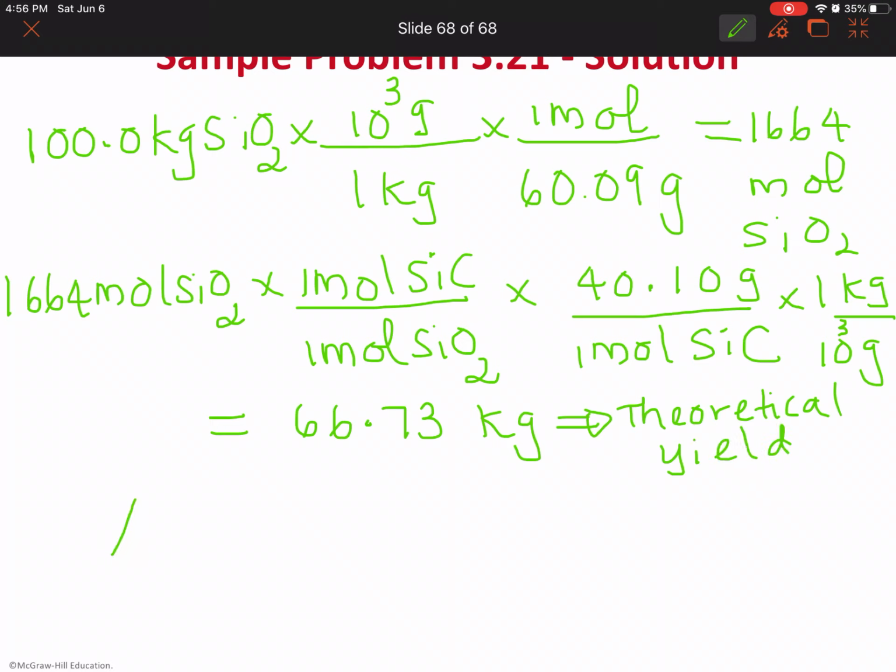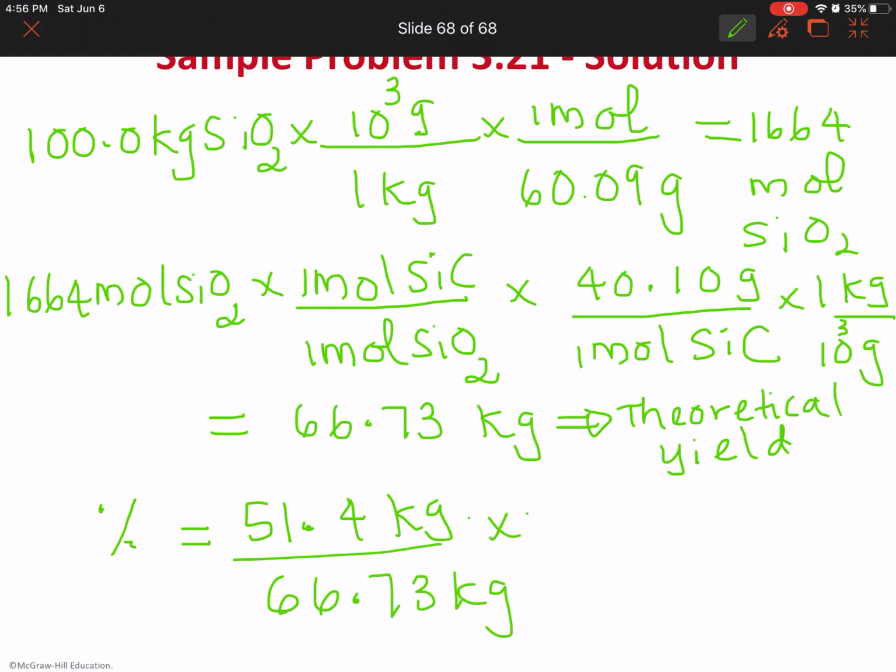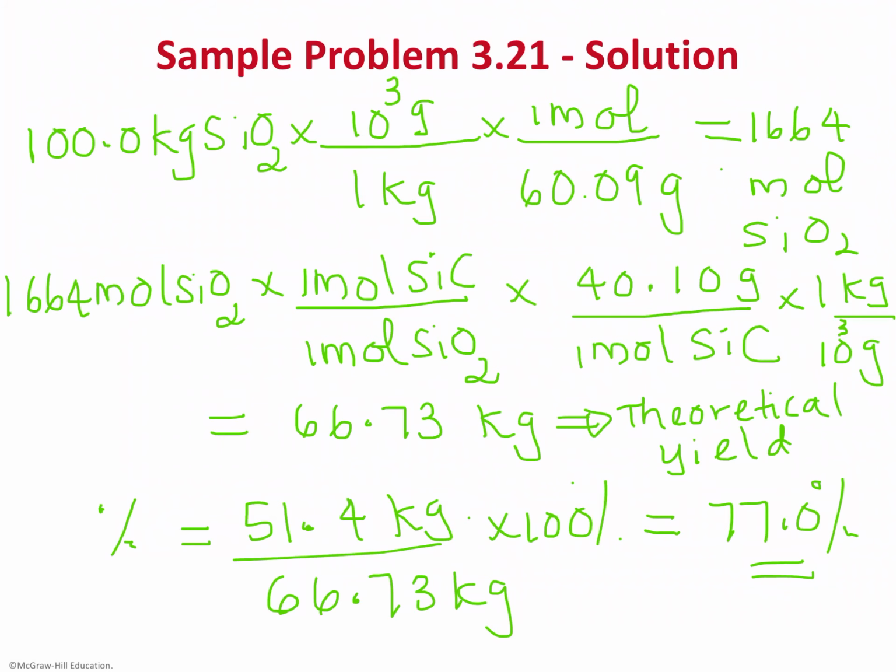And then the percent yield is going to be actual yield over theoretical. Actual yield is the experiment amount, which was given to us, 51.4 kilogram, and you divide it by the theoretical yield in kilogram, times 100, which will give us the percent yield of 77%. That is the percent yield. Okay. That concludes our chapter.